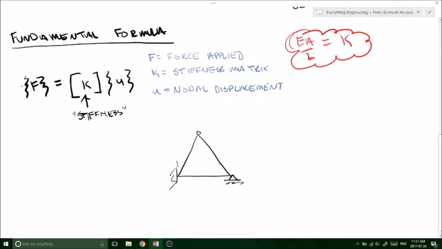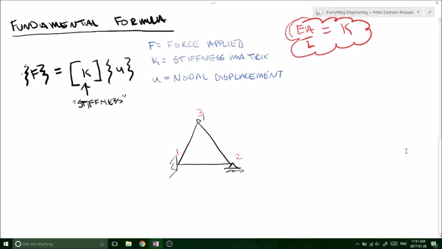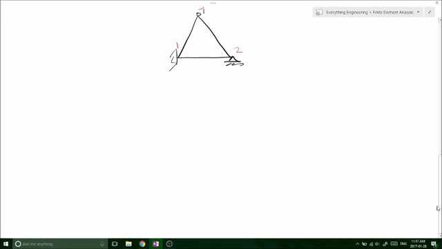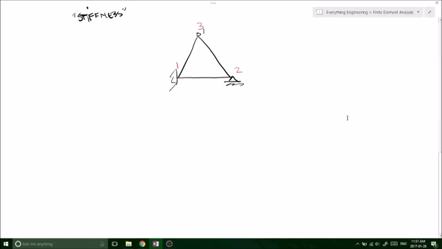Okay, so going back to our truss structure here, we can start analyzing this using the stiffness matrix. We've got different properties. It's going to be a qualitative analysis, just to prove and define the stiffness matrix. I'm not going to have any values.